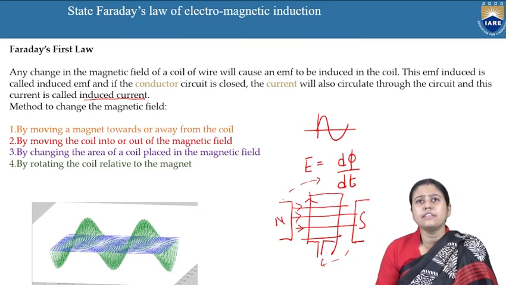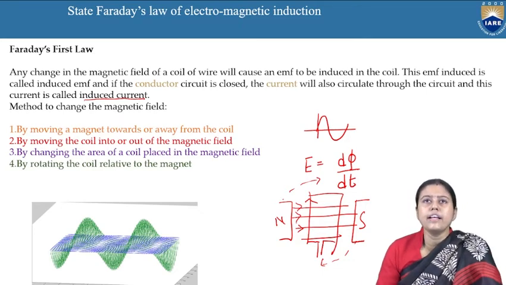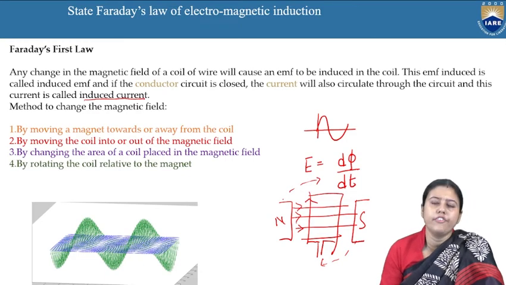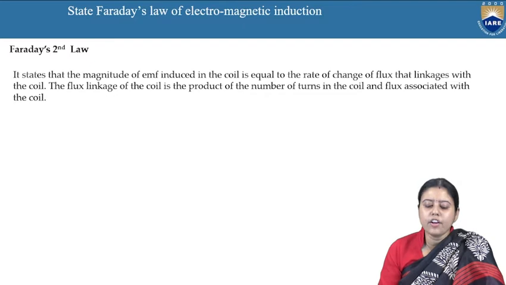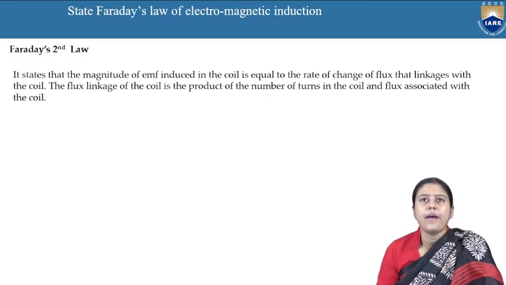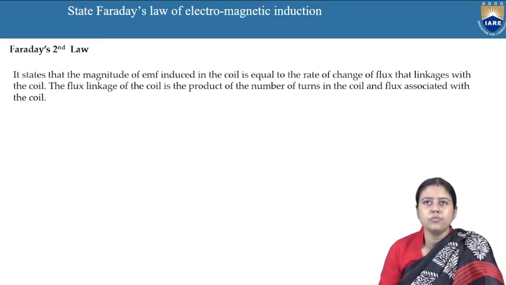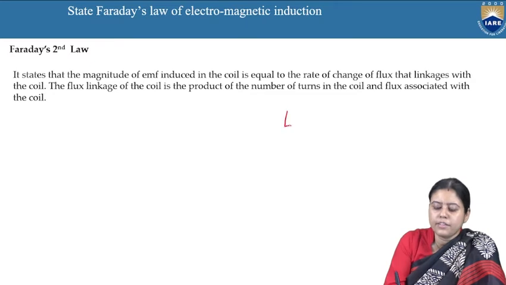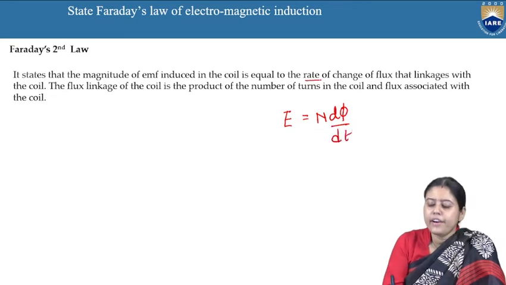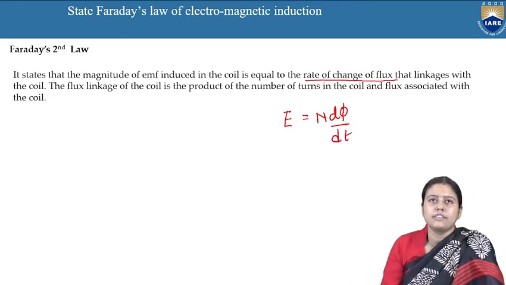So the first law says, if there is a change of magnetic field, it will induce some EMF. What is the second law? It states that the magnitude of the EMF induced in the coil is equal to the rate of change of flux linkage with the coil. As we have discussed, E is equal to N d phi by dt. Rate of change of flux, d phi by dt.